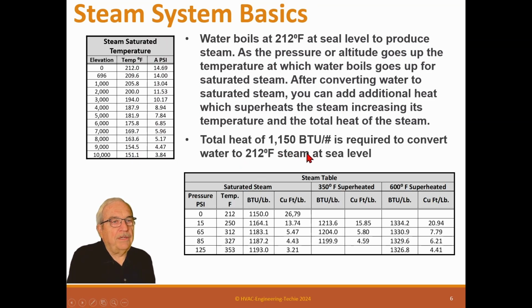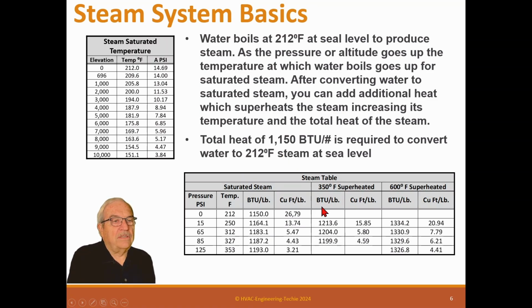Total heat of 1150 BTU per pound is required to convert water to steam at 212 degrees at sea level. This is actually starting at 75 degrees. If you had water at freezing, 32 degrees, it'd take a little bit more heat, but not much, because most of the heat is at its transition point between water and steam. That's a whole lot of heat. The heat to heat the water from 75 to 212 is not much.